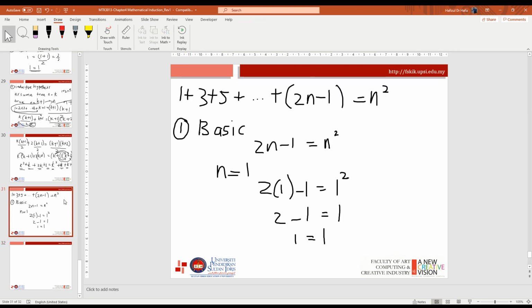Yang mana? Yang ni. Ha. 1 tambah 5 tambah 3. Yelah, sebab kita tengok pada yang ni 2n minus 1 ni. Tengok yang ni.